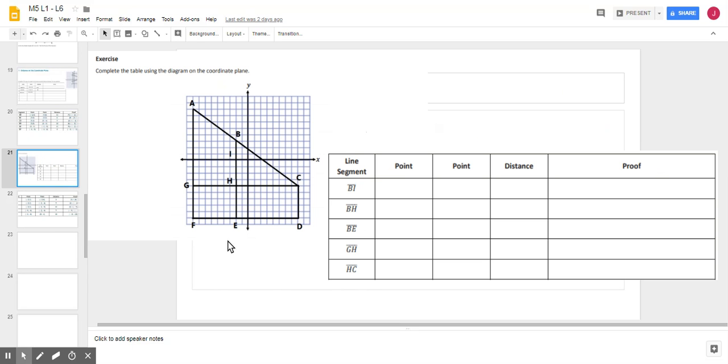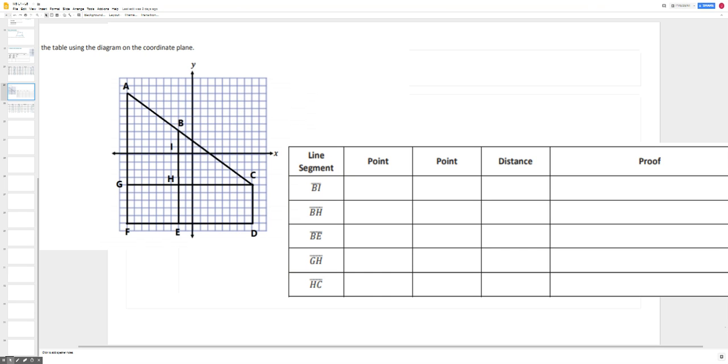So if you need to, pause the video, otherwise let's move on to one more example. All right, here's another activity, kind of the same thing. Actually, let me zoom in a little bit more. Exact same thing that we've been talking about, but let's look at it using a different type of graph here. We have the line segment, the 2 points, the distance, and of course the proof. So here, this is line segment BI, so here's B and here's I.